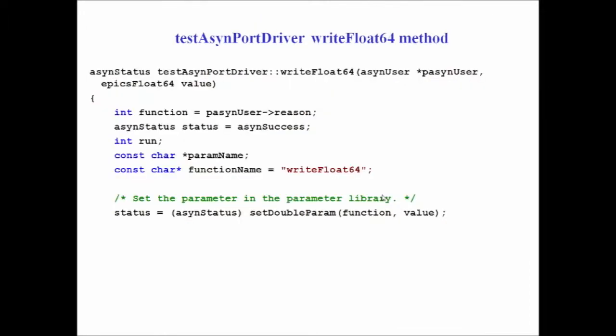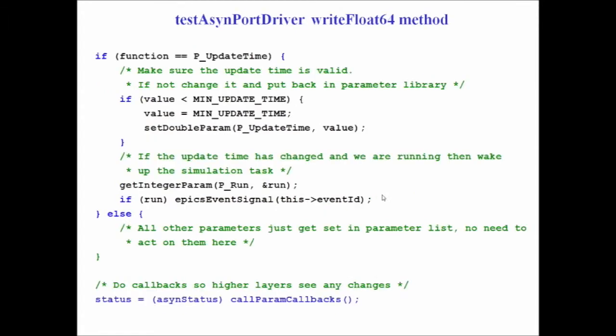So the float64 method here, this driver implements write float64. It gets passed an asyn user and the value. The function is going to be asyn user reason. And the first thing it does is to set the parameter in the parameter library. So it takes this value and calls set double param for that function, that was PASYN user reason, and sets the value. Now that's been set in the parameter library.